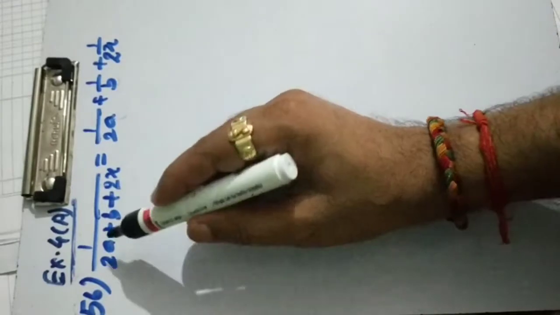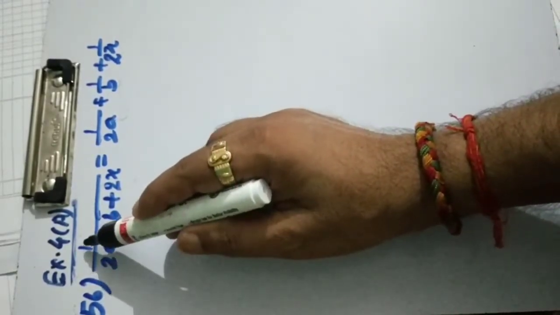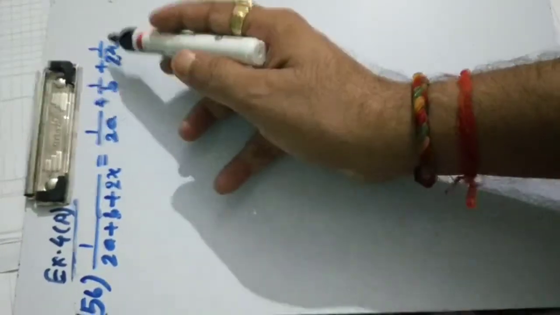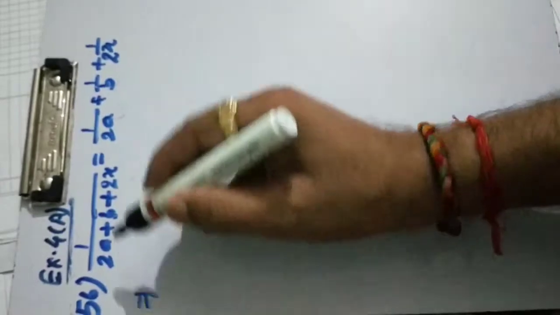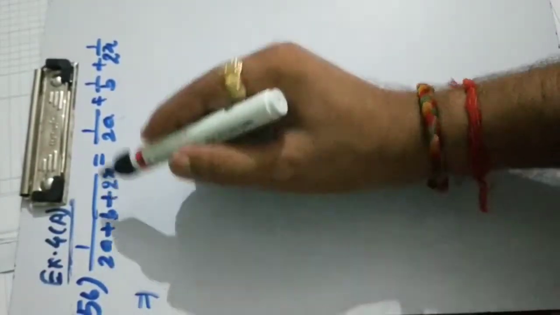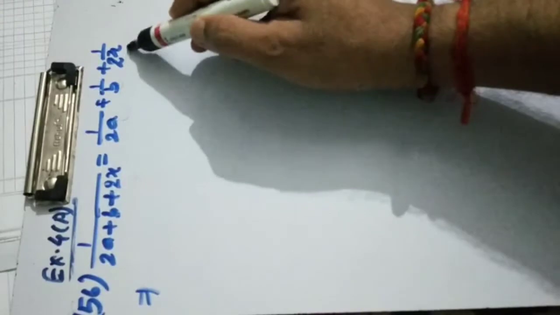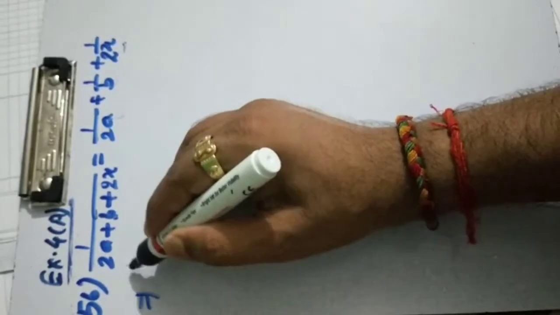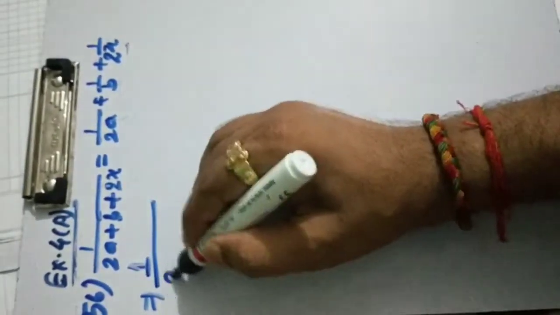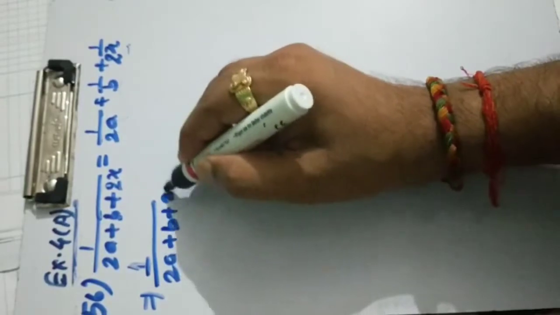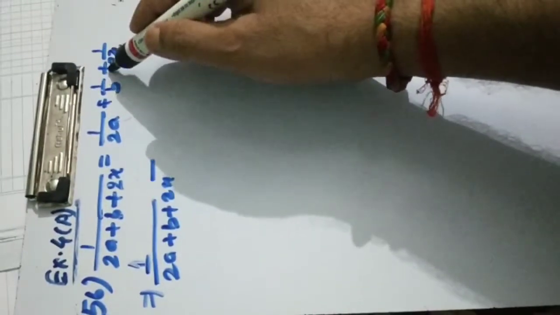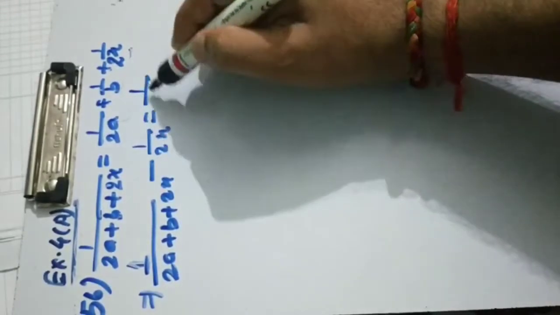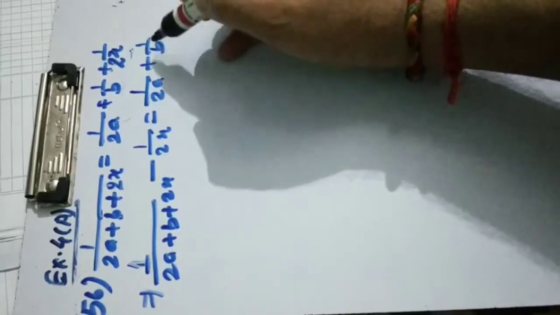56. The question is, we have to solve for x. 1 by 2a plus b plus 2x is equal to 1 by 2a plus 1 by b plus 1 by 2x. Now x is here in this term and x is also here in this term. So transfer this term to LHS. Then we get 1 upon 2a plus b plus 2x minus, plus when transferred to LHS it will be minus, 1 upon 2x is equal to, in RHS, 1 by 2a plus 1 by b will be left.